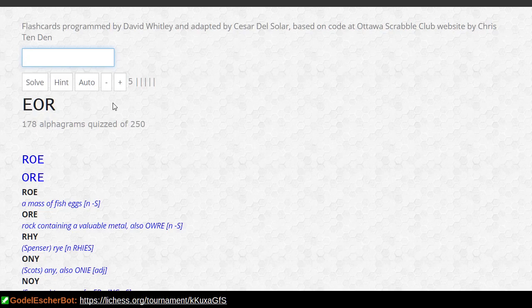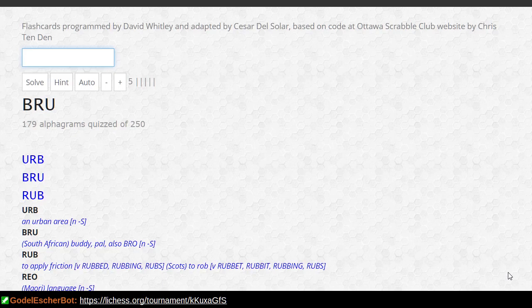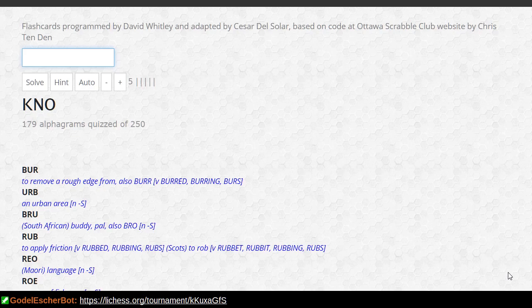I don't know. Rio. It's a language for Maori. We all know rub. Think we've seen brew before somehow. South African word for pale body. Herb would be city related, no? An urban area. Is burr valid? To remove a rough edge. To burr. Yeah, okay. That makes sense.